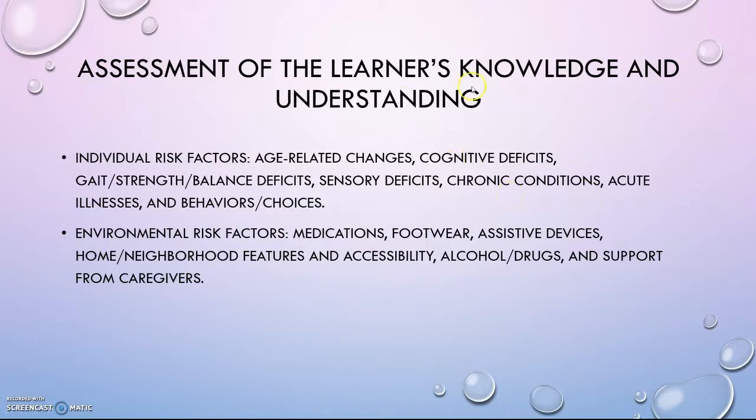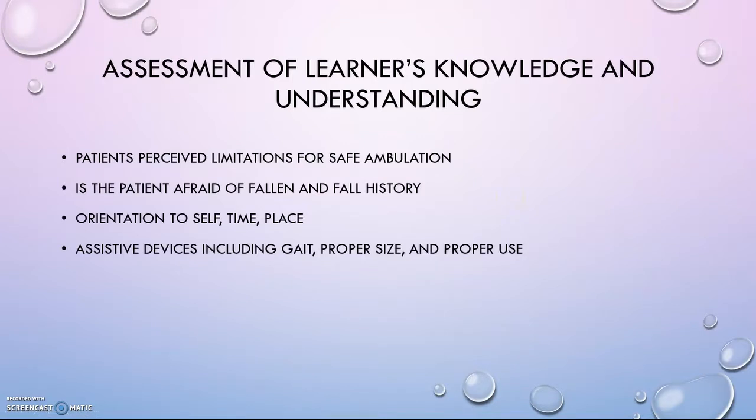Once this assessment has been complete, the patient should be consulted regarding what they perceive to be limiting their ability to safely ambulate. The patient should be asked if they are afraid of falling or if they have previously fallen. The patient should also be assessed for their orientation to self, place, and time to ensure the teaching will be effective. If the family plans to be present, this education and assessment process should also be applied to involve family members. Patient use of assistive devices should also be assessed to ensure proper use.